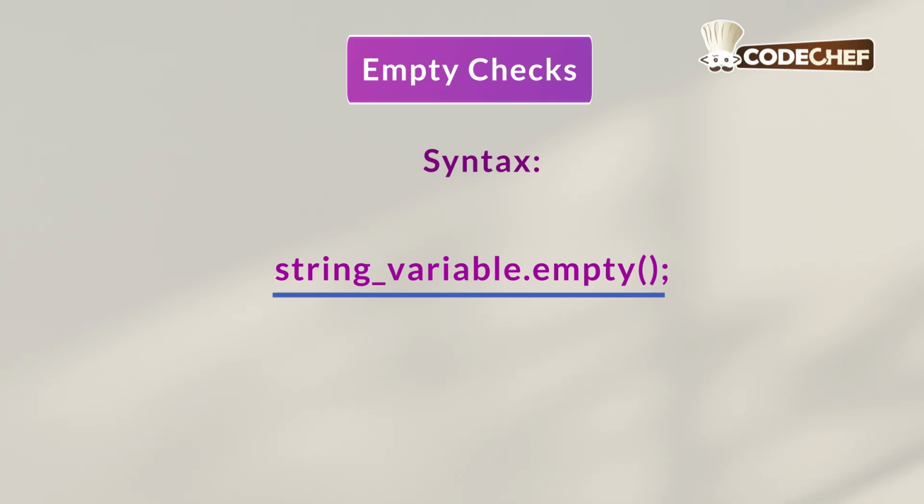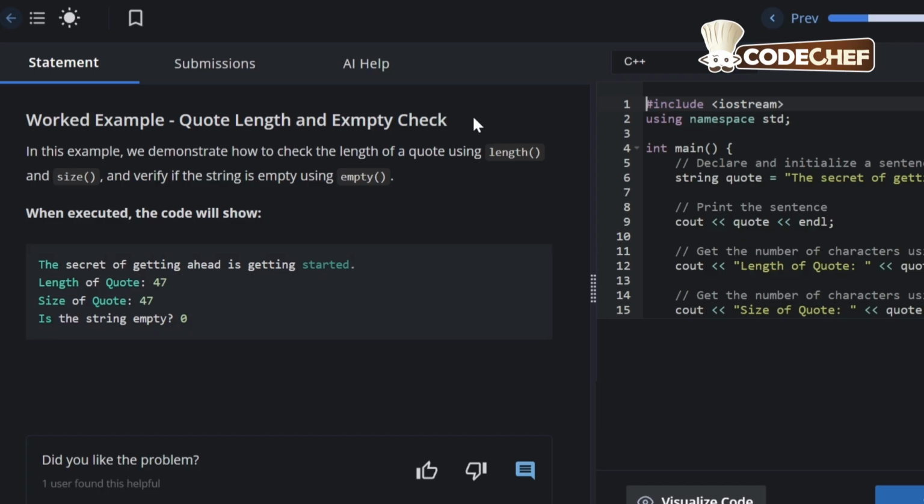Now let us go to the CodeChef platform and see an example of a code that can be used to find string length and perform empty checks using the C++ coding language. The program objective is quote length and empty check. Here is the expected output. The secret of getting ahead is getting started. Length of quote 47, size of quote 47. Is the string empty? Question mark and 0.